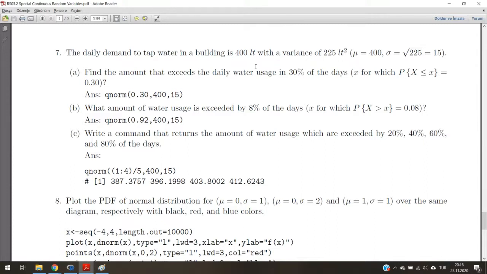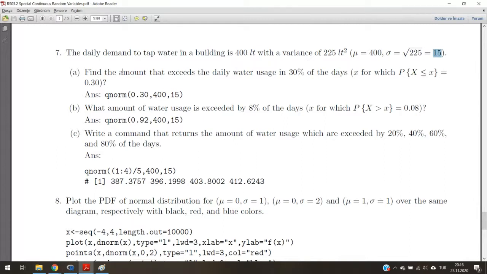It is normally distributed. The daily demand for tap water is normally distributed with location parameter 400 and scale parameter. Of course, since this is equal to variance, remember the variance is equal to sigma squared. The standard deviation or the sigma value will be 15. So you need to be very careful about this. The variance is 225, meaning the sigma value or the scale parameter or the standard deviation is the square root of it, which is 15.